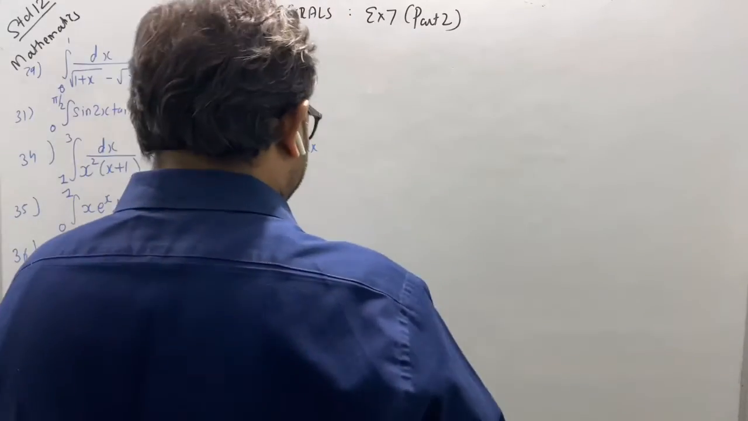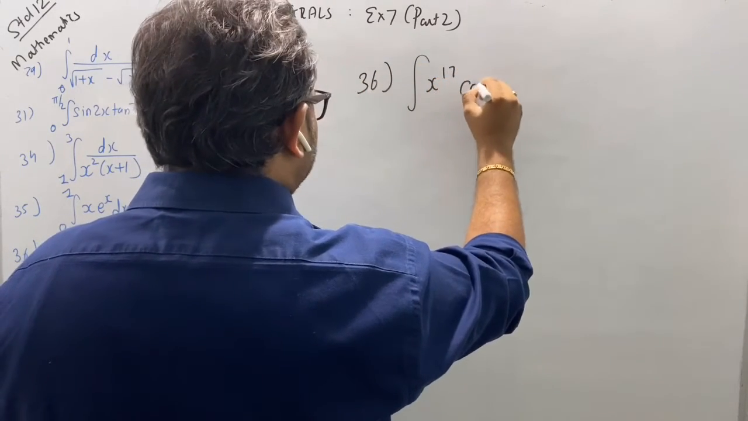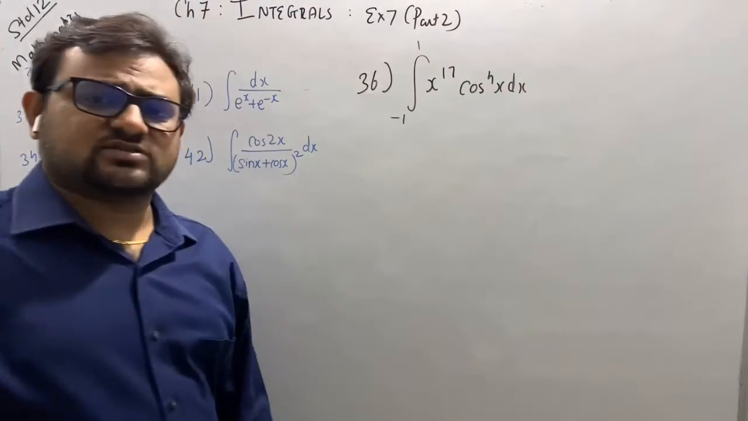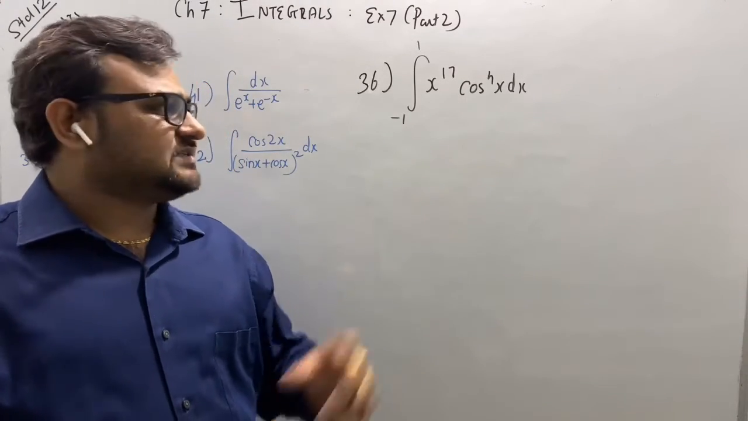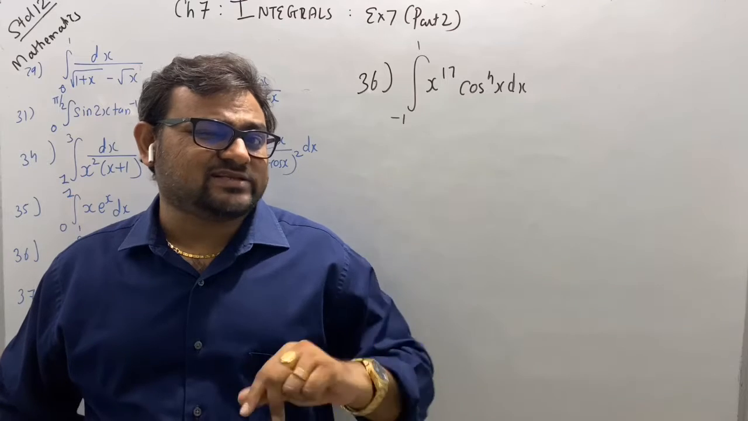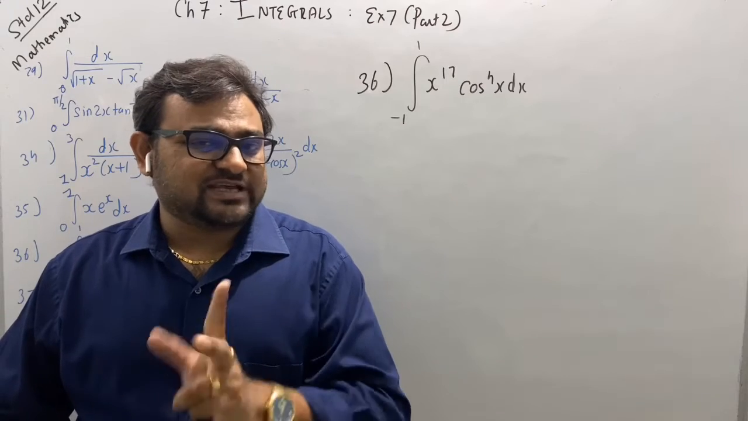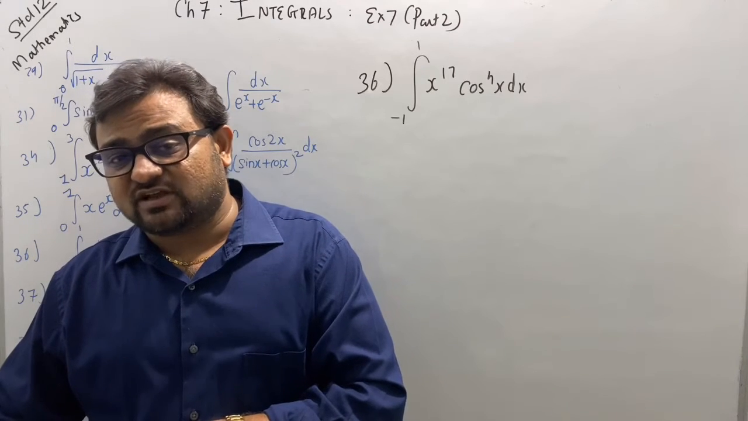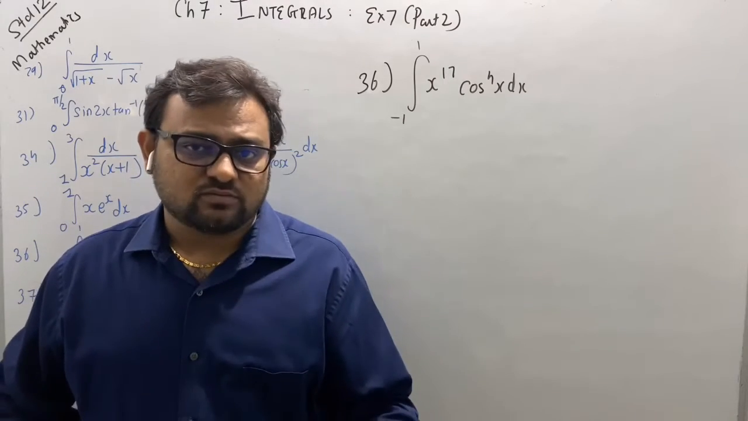Question 36. Integral of x raised to 17 cos raised to 4 x dx. Okay, now see here, the limits are minus 1 and 1. So when it is like this, you just have to think of minus a to a, right? What type of properties were there? You were checking whether it is an odd function or an even function. If it was an even function, then it is 2 times 0 to a. And if it is an odd function, it will be 0, right?